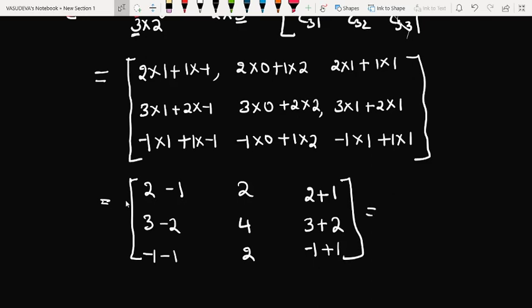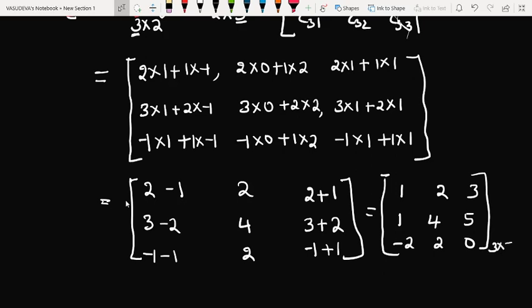Simplifying this, we are getting a 3 by 3 matrix: 2 minus 1 is 1, 2, 3, 3 minus 2 is 1, 4, 5, and this is minus 2 plus 2, 0. So totally it is a 3 by 3 matrix.